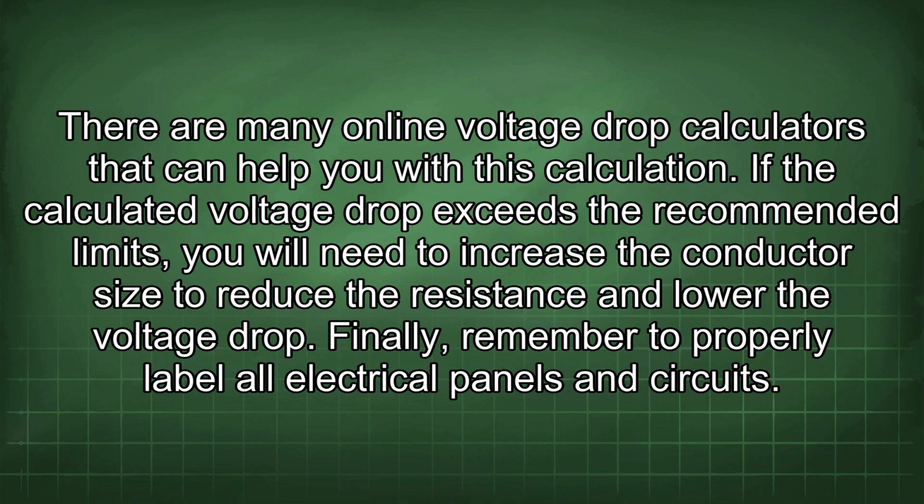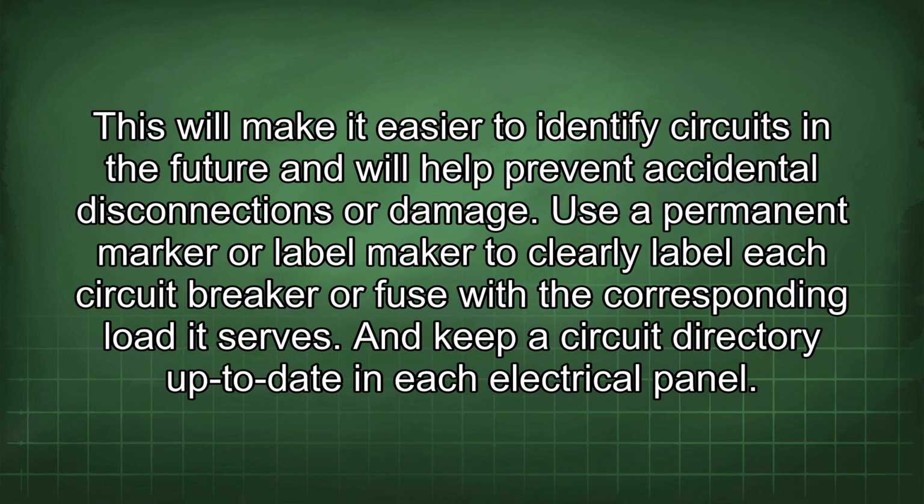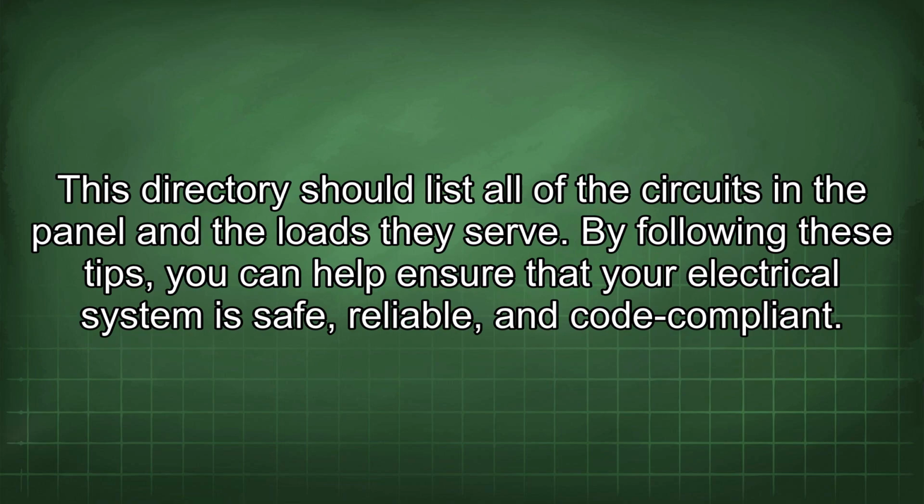Finally, remember to properly label all electrical panels and circuits. This will make it easier to identify circuits in the future and will help prevent accidental disconnections or damage. Use a permanent marker or label maker to clearly label each circuit breaker or fuse with the corresponding load it serves. And keep a circuit directory up to date in each electrical panel. This directory should list all of the circuits in the panel and the loads they serve. By following these tips, you can help ensure that your electrical system is safe, reliable, and code compliant.